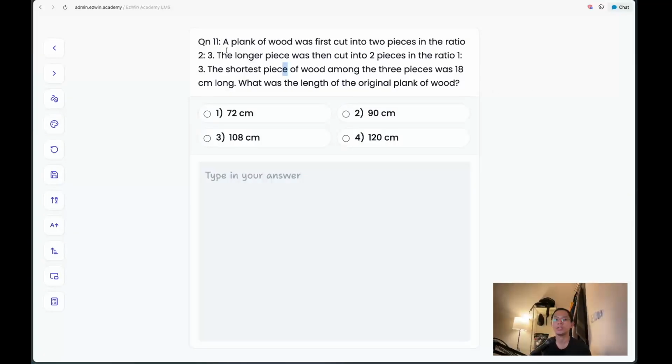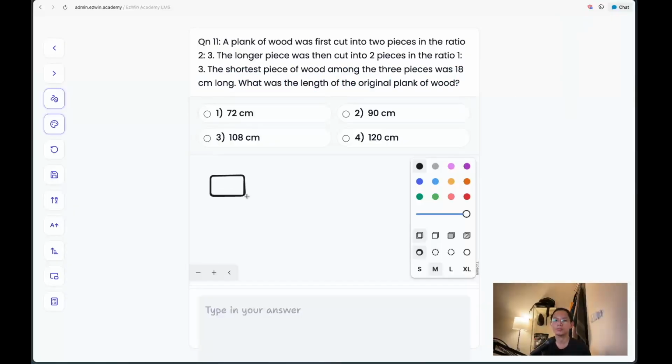Right, question 11. A plank of wood was first cut into 2 pieces in the ratio of 2:3. The longer piece was then cut into 2 pieces in the ratio of 1:3. The shortest piece of the wood among the 3 pieces was 18 centimeters. What was the length of the original plank of wood?